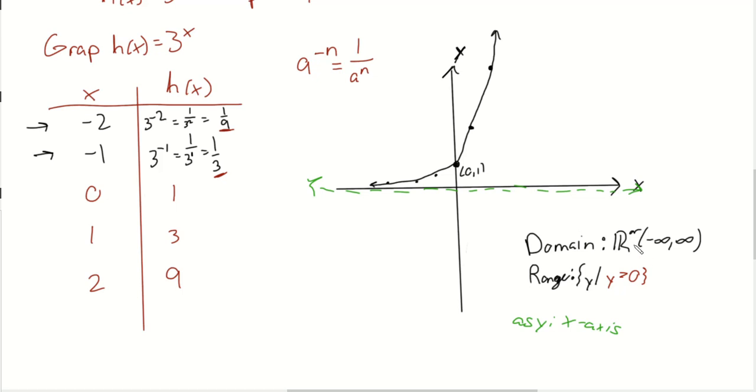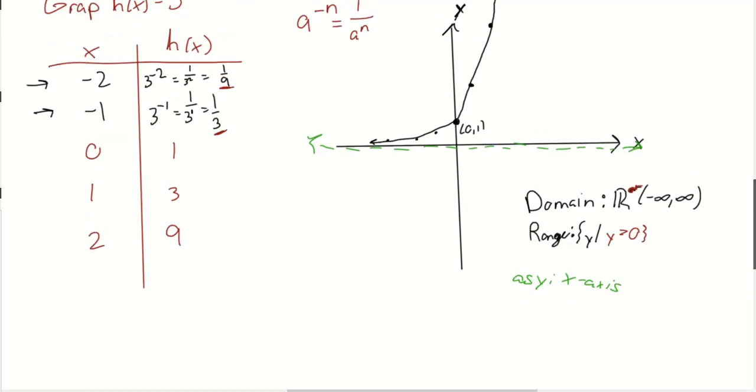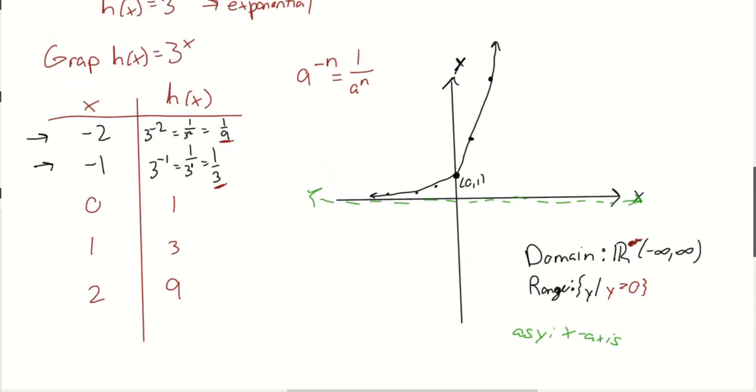Domain is all real numbers, or you can say negative infinity to infinity. Either one. That's an or right there. I know it doesn't look like an or, but it is. Okay, you just graphed an exponential function. We're going to write this more as a parent function or a base function. Do you guys have this? Good? Okay.